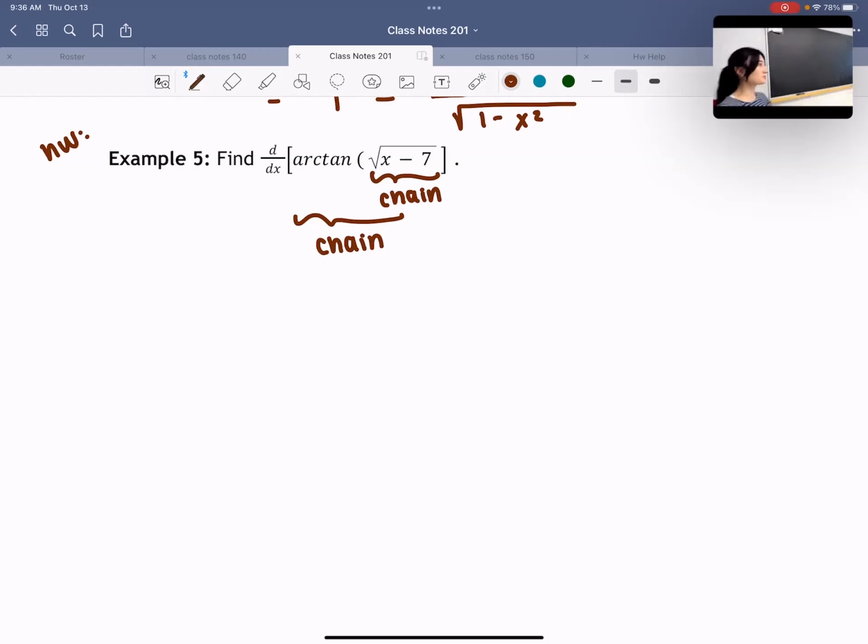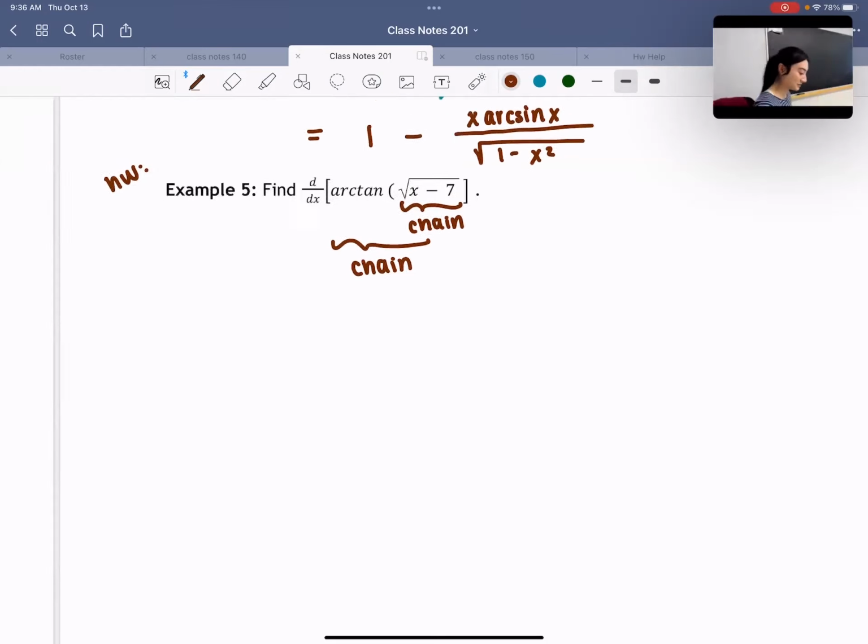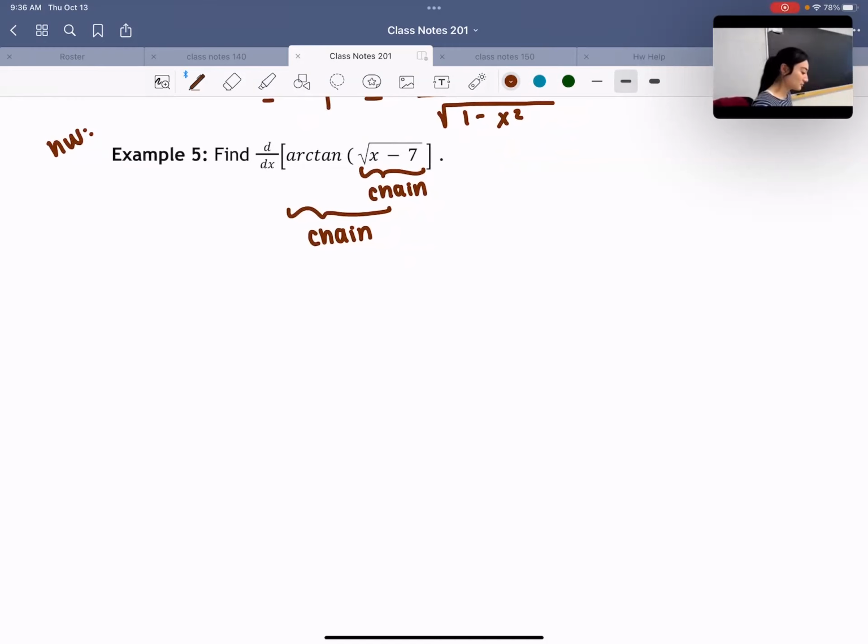So I'm doing the chain rule kind of twice embedded inside of itself. Okay, let's see how we would actually do this. Let's look at the bigger chain rule: the arctan of the square root of x minus 7. Let's work with that, and then we can go in as we continue on with this rule here.